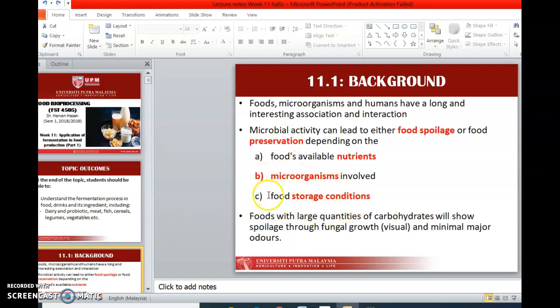Of course, if you leave the food at room temperature, microorganisms can grow more and cause food spoilage and so on. Food with large quantities of carbohydrate will show spoilage through fungal growth, usually, for example, the mold on the bread, but minimal odors. But if the food is rich in protein and fat, they will produce more odors, but probably the visual change is less. The process we can call putrefaction for protein and rancidity for fat.